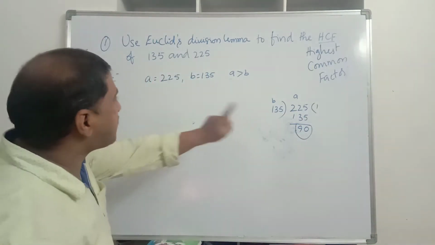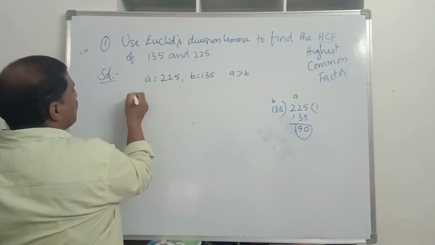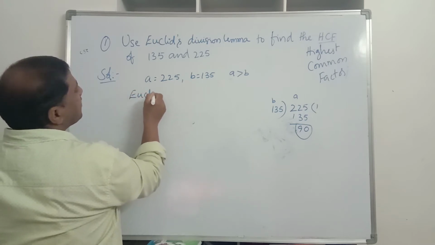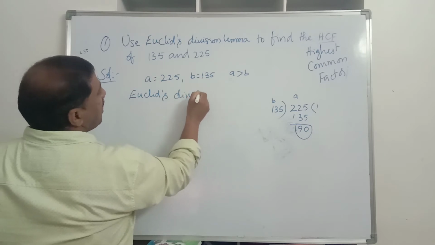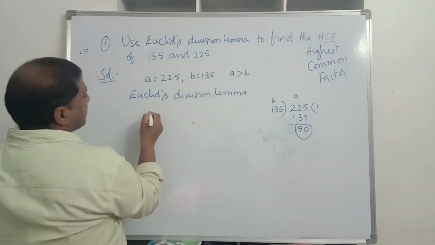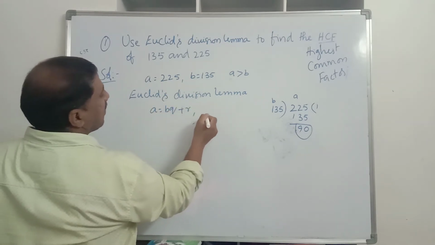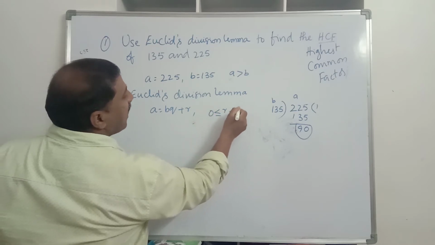So in this first step, what is a equal to? That is using Euclid's division lemma. Euclid's division lemma says that a is equal to bq plus r, where r is greater than or equal to 0 and less than b.